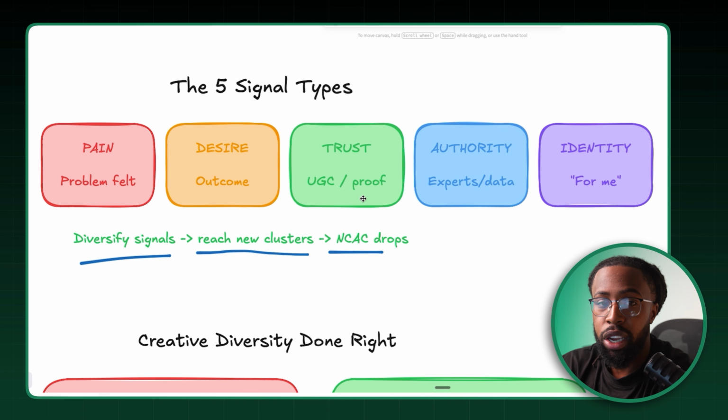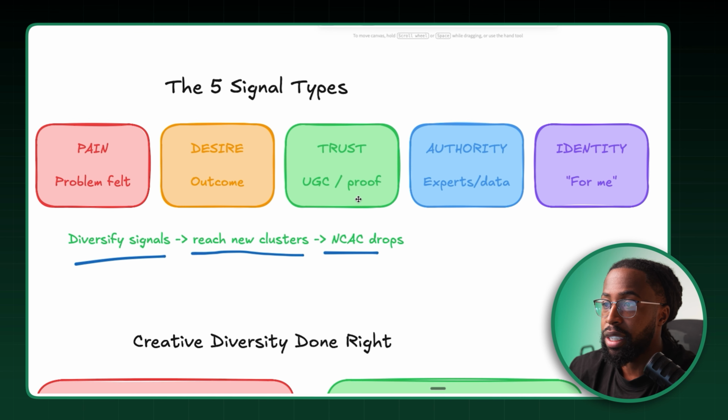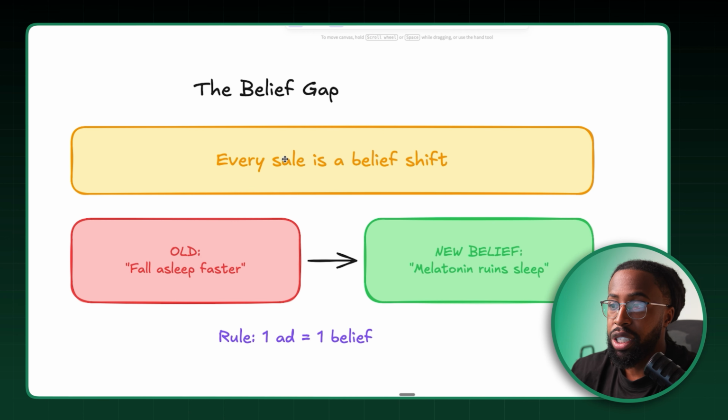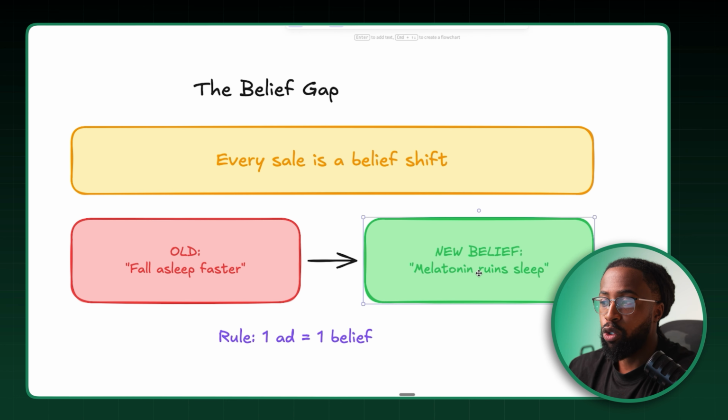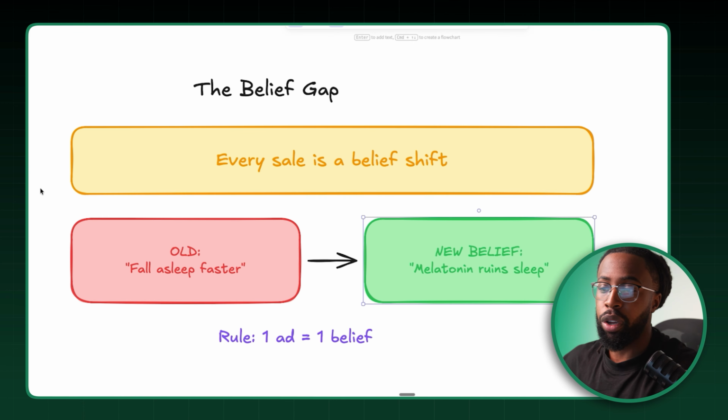So the key principle behind all of this is that every sale is a belief shift. People don't buy because they don't believe something yet. So every ad needs to shift their belief. So their old belief would be, okay, fall asleep faster. New belief: melatonin ruins sleep. So they may feel like, okay, I need something that helps me fall asleep faster.